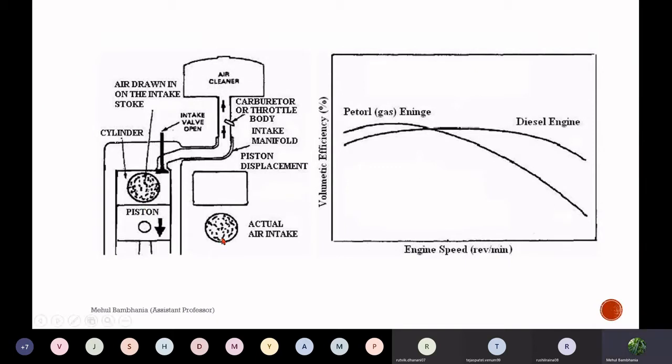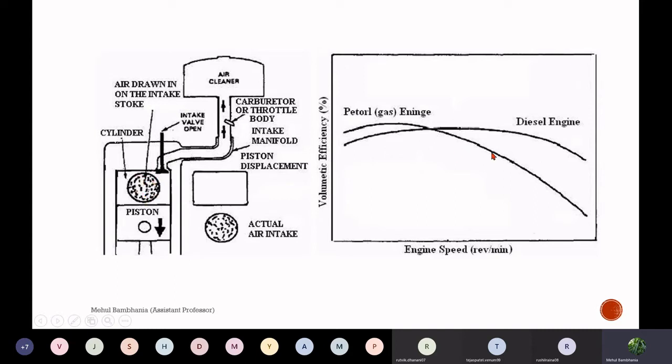Now, how is that volumetric efficiency behaving? See, if it is a petrol engine, initially when the engine speed is very low, the volumetric efficiency is good, because at that time the piston will obviously move slowly. So there will be sufficient time for valve opening and closing, during which the charge can enter.